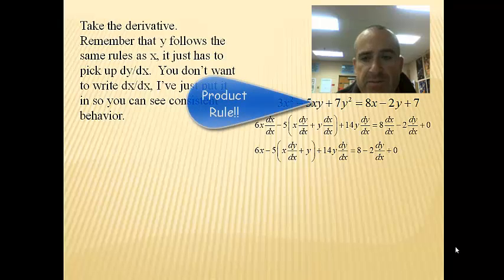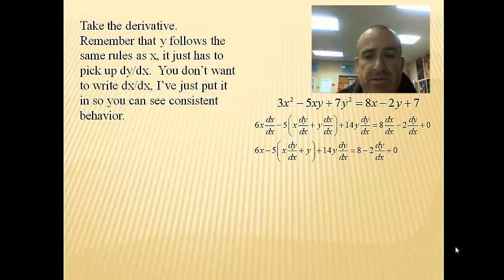So I factor the 5 out front, and I took the derivative of xy. I use the product rule. So it's x times the derivative of y, that's the dy dx, plus y times the derivative of x, that's the dx dx, plus the derivative of 7y squared is 14y dy dx. The derivative of 8x is 8 dx dx. The derivative of 2y is 2 dy dx, and the derivative of 7 is 0.